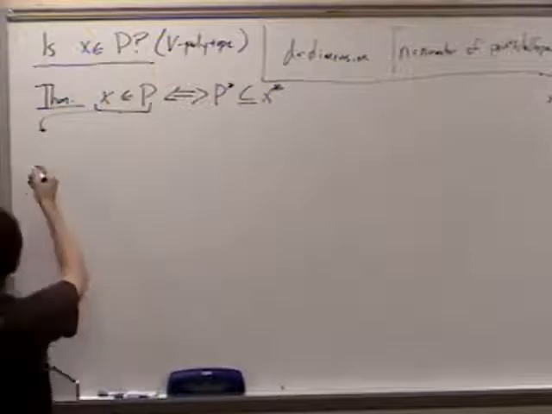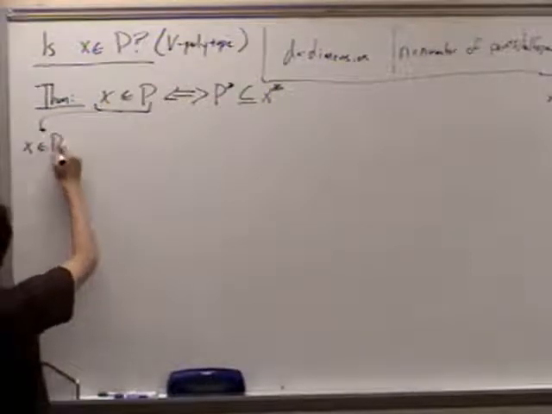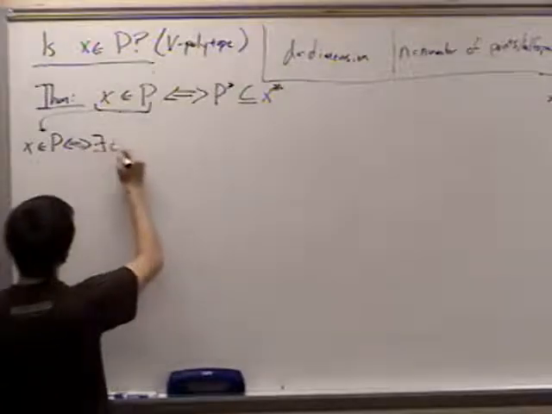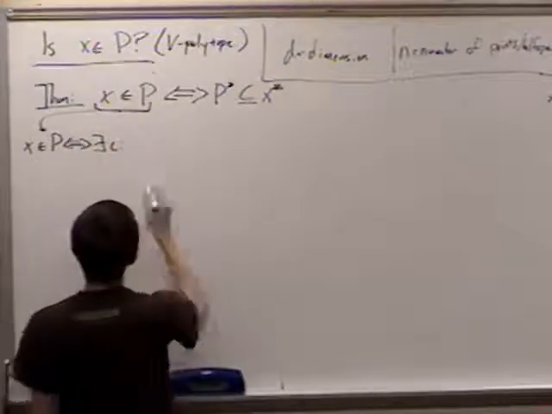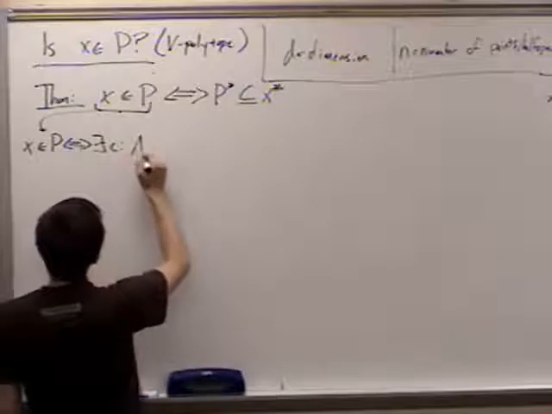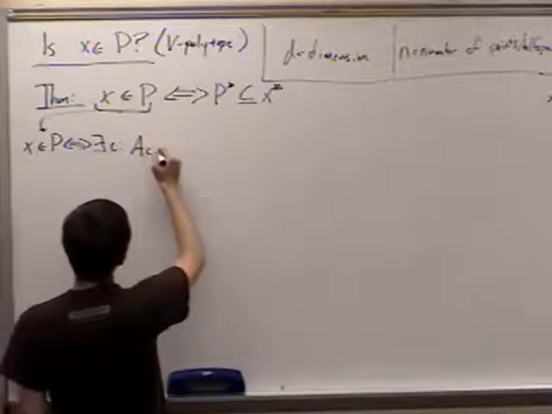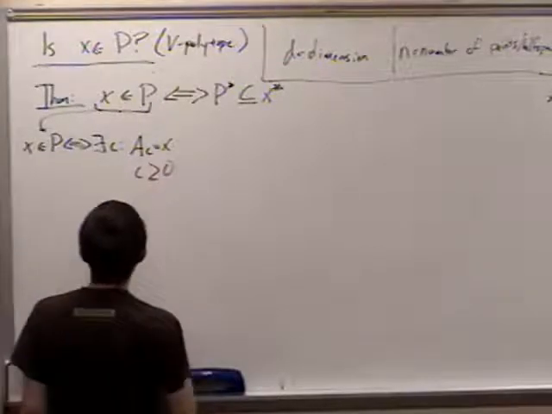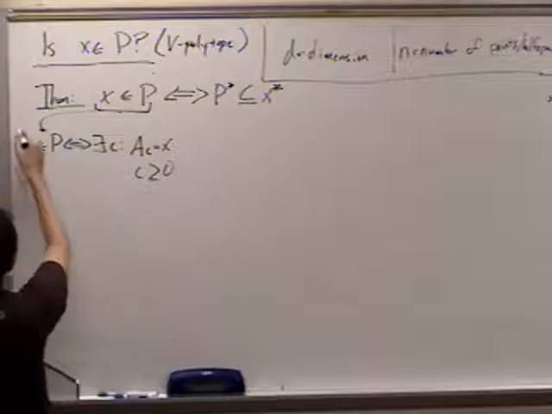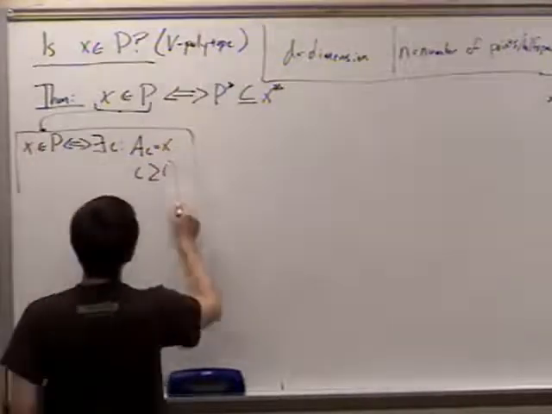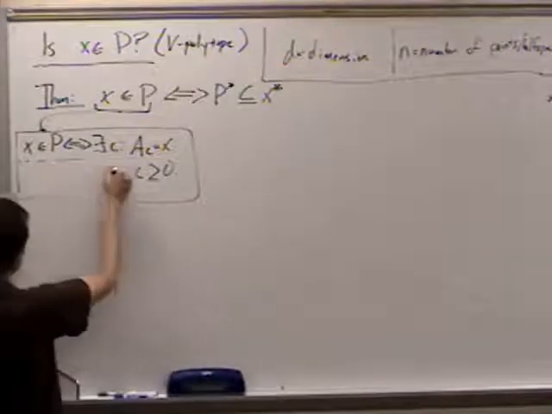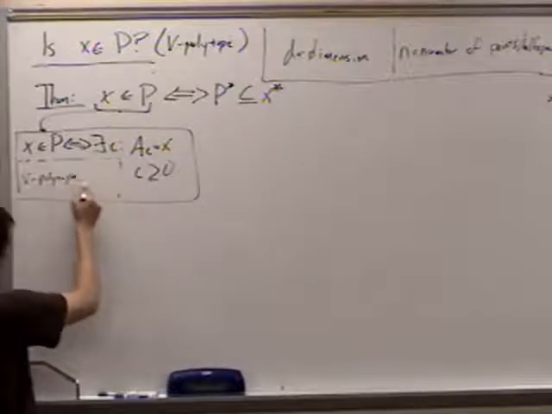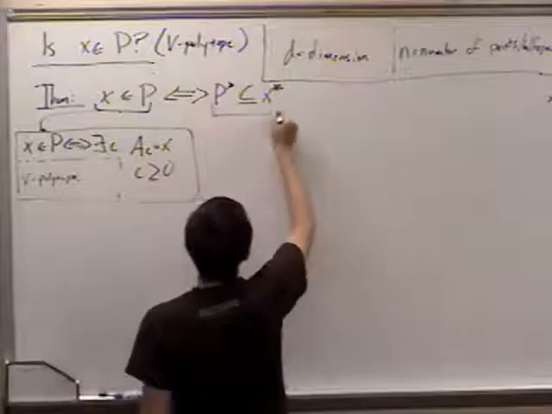This means x is in P if and only if there exists some parameter C such that A times C equals x, and these C's are greater than or equal to 0, right? So that's what this means for V-polytopes. So I'll say V-polytope version.